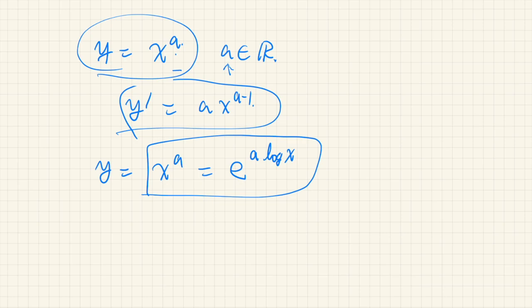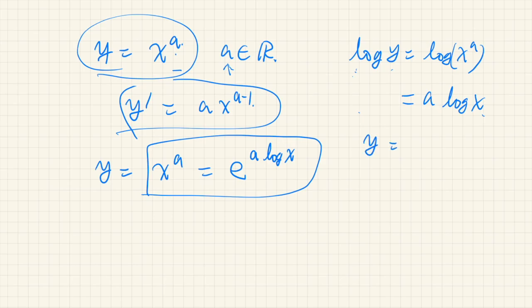So let's take the natural logarithm of both sides. So that is log y is equal to log of x to the power of a. But from the property of the logarithm, we have a log x here. Now, let's take the exponential function of both sides. Since log and exponential function are just inverses of each other, the exponential of log of y is just y, right? Then that's the left-hand side, and the right-hand side is e to the power of a log of x. So that's how we get this.